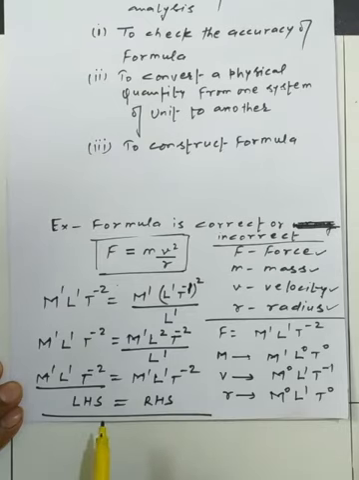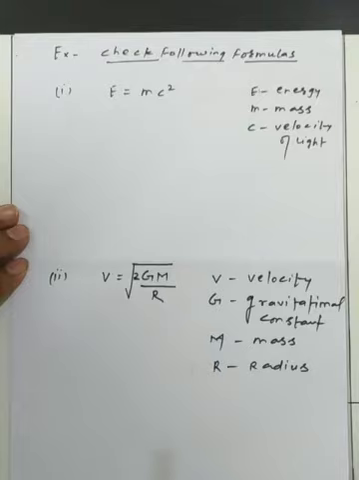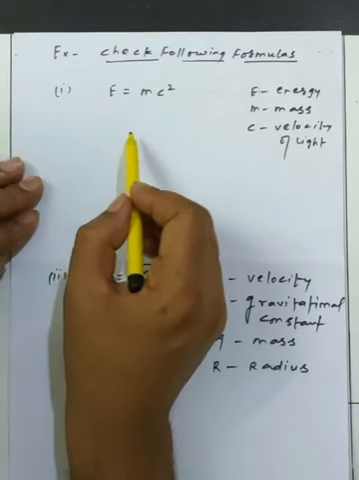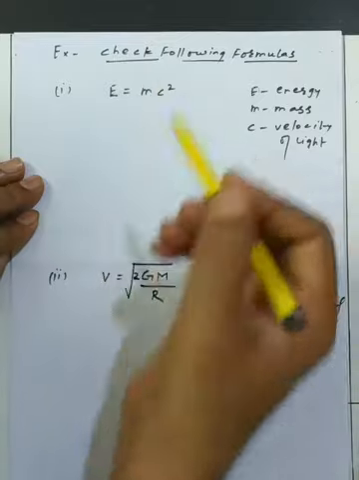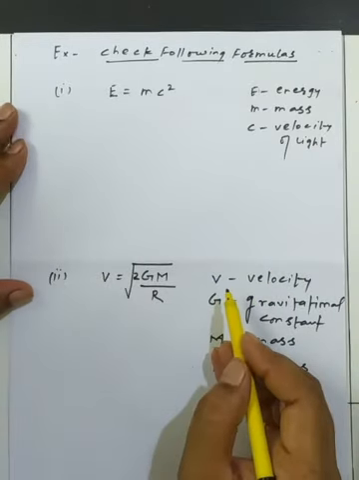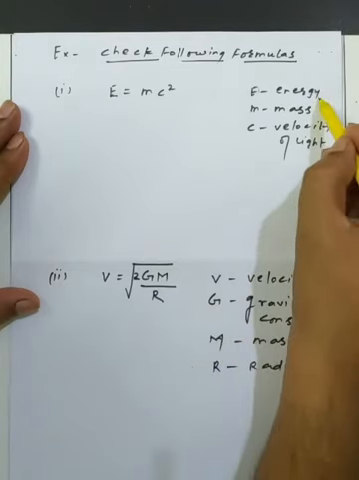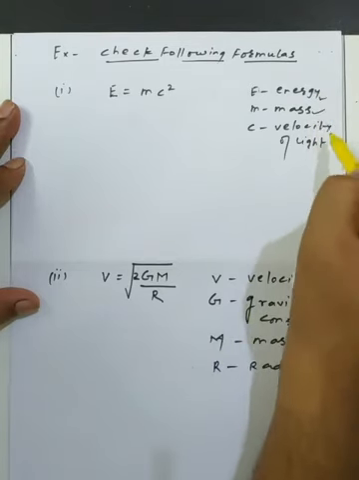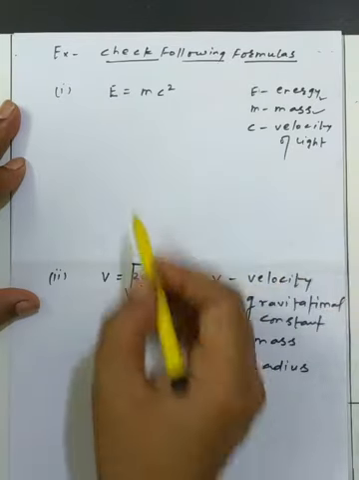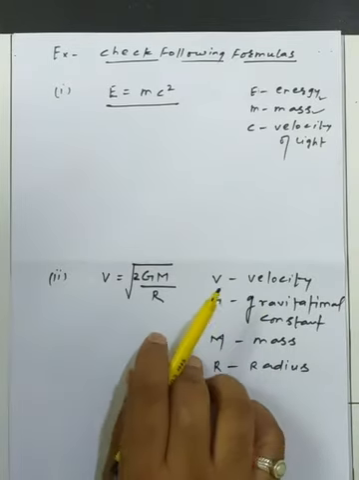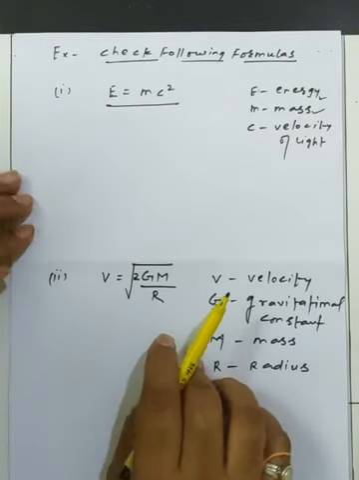So basically there is a need to emphasize finding the dimensions of the various physical quantities in this topic. Now we have another formula-checking example. The given formula is E equals mc square, and we have to check whether it is right or wrong. Each letter has its own meaning: E is the energy, m is the mass, and c is the velocity of light. Everyone knows it is Einstein's equation, so it is correct, but we are checking whether it is dimensionally correct or not.